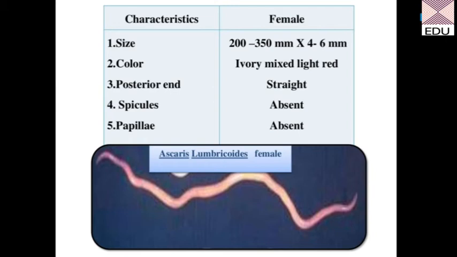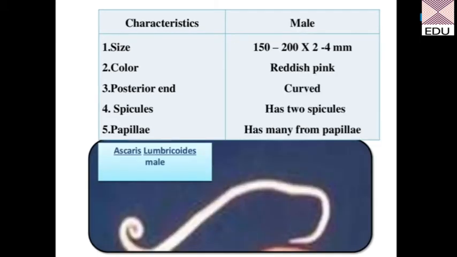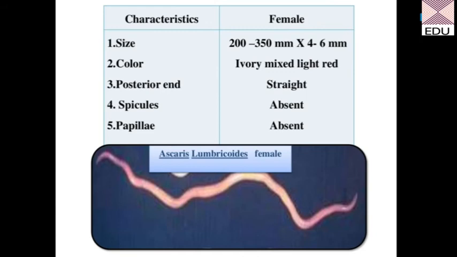So the average size is 200 to 350 mm. And the color is ivory, or you can say reddish or pinkish red. The posterior end is straight. Now this is the second difference. The female is longer and is straight, but the male, as you can see in the diagram, is curved from the hind end. So this is a curved male, but the female is straight. Here the spicules are absent. I will be telling you what spicules are, and the papillae are also absent.